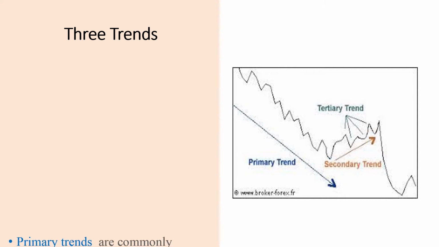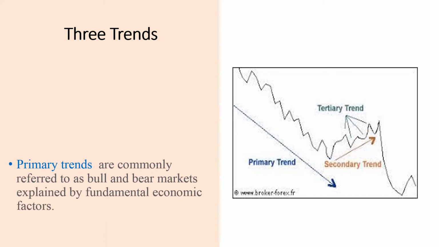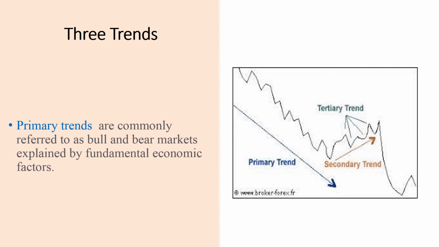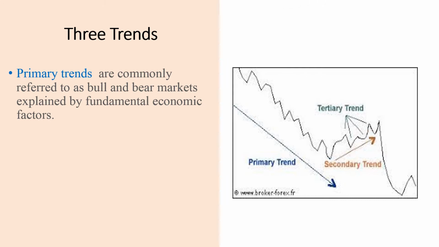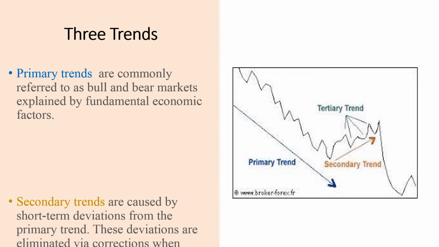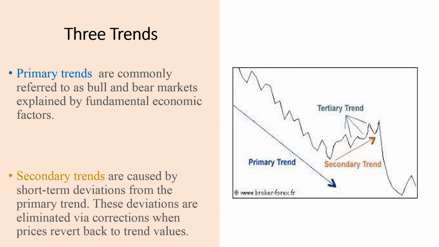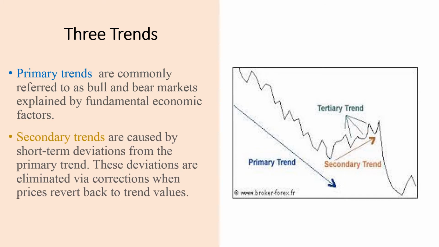Primary trends are the long-run movements of prices. They are commonly referred to as bull and bear markets and are explained by fundamental economic factors. Secondary trends are caused by short-term deviations from the primary trend. These deviations are eliminated via corrections when prices revert back to trend values. A secondary trend can be described as a counter trend, corrective movement within the primary trend.